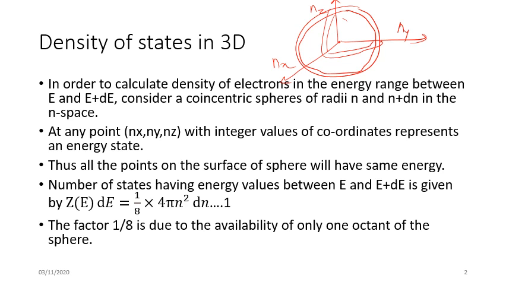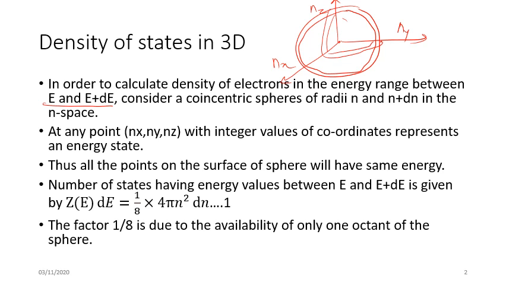In order to calculate the density of states of the electrons in the energy range between E and E plus dE, first we will calculate the density of state in the energy range E and E plus dE, and then if we integrate it we will get the total density of state in three-dimensional space. So this is n space. Consider concentric spheres of radii n and n plus dn in the n space.